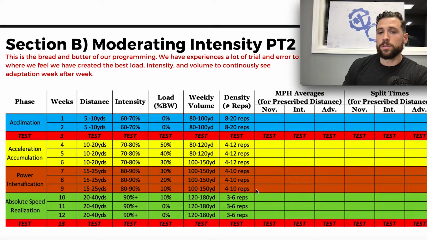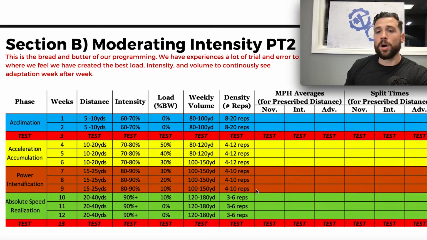Now, look to the far right, beyond weekly volume and density. We're looking at miles per hour averages for prescribed distances. So we have novice, intermediate, and advanced. What is the miles per hour between 5 and 10 yards that tells us they're trending in the right direction? I might have a novice that has a poor miles per hour through 10 yards. So I know in the following phases, they might need to spend more time in acceleration building that engine. Same thing with intermediate, same thing with advanced.